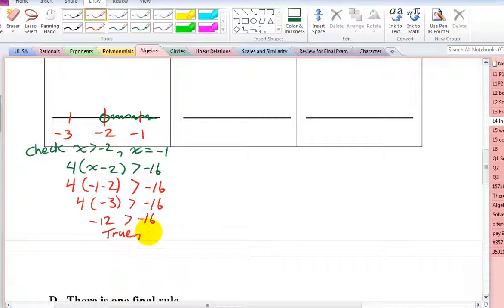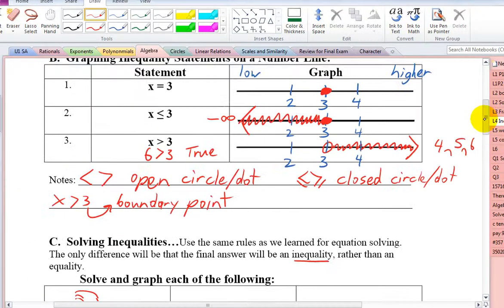True. So then we know that we shaded correctly. If we have a true statement, then we check we did it correctly. Because negative 12 is a lot closer to 0 than negative 16. That's true. Remember, it always eats the bigger number, right? What do they call it? The alligator's mouth, the hungry bird, all that stuff. That's when you use it, right here. Okay, next one. Go for it.